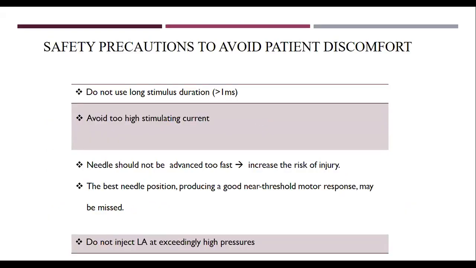Coming on to safety precautions to avoid patient discomfort: do not use a stimulus duration longer than 1 millisecond. Avoid too high stimulating currents also. The needle should not be advanced too fast, as it will increase the risk of injury. The best needle position producing a good near threshold motor response may be missed. Do not inject local anesthetic at exceedingly high pressures.